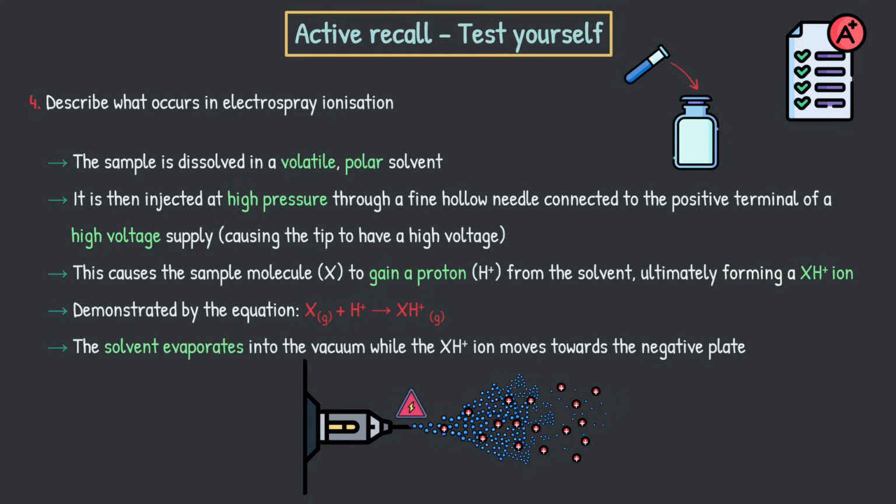Last point here is that the solvent evaporates into the vacuum while the XH plus ion moves towards the negative plate. So hopefully you guys got a decent amount of that correct or remembered as much as you can. Take that and apply it to some past paper questions. There's only a limited number of questions they can ask you guys.